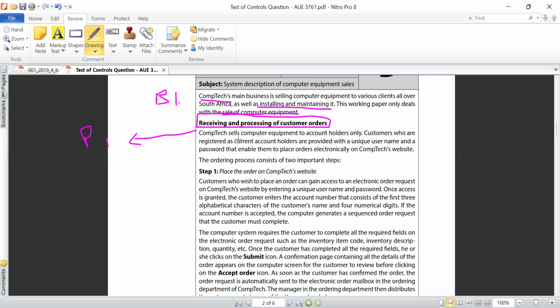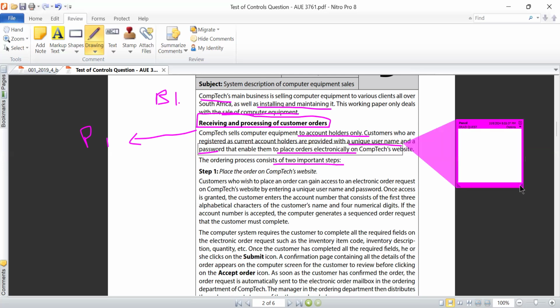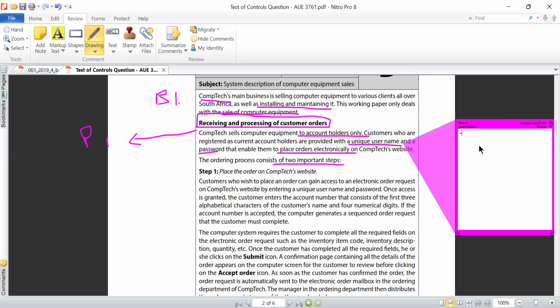So now we are told CompTech sells computer equipment to account holders only. Oh, okay. What do you mean by that? Customers who are registered as current account holders are provided with a unique username and a password that enable them to place orders electronically on CompTech's website. Okay, the ordering process consists of two important steps. No problem. Before we go far, we want to identify for ourselves what control activities we see from there. You'll find the same things in the solution, but let me just try to also help as we read so that we can make sense of what is happening there.